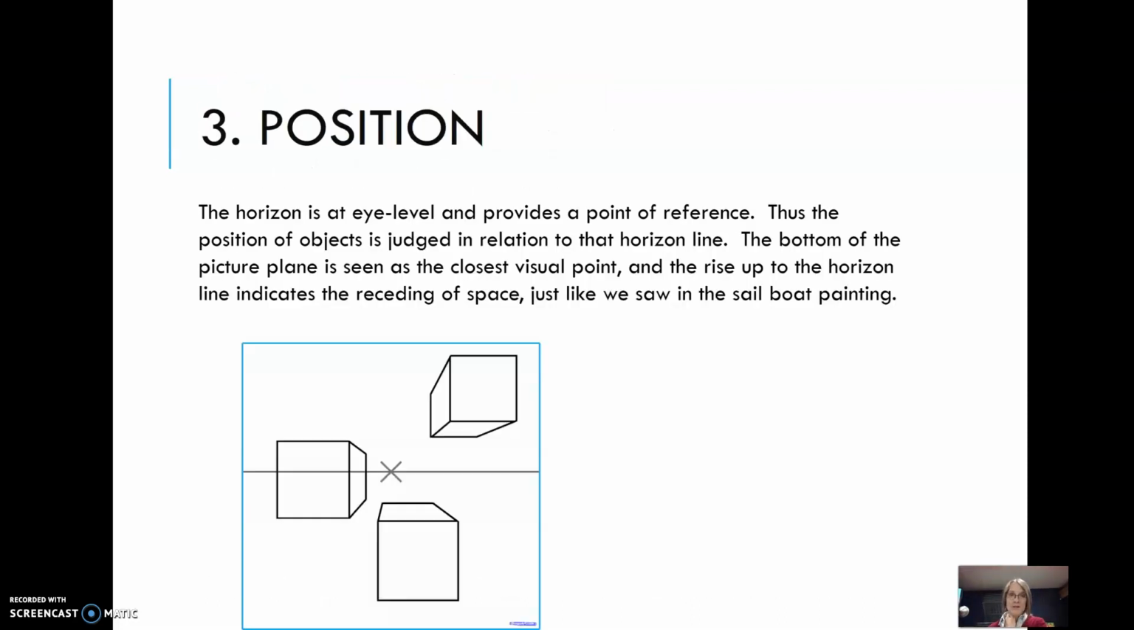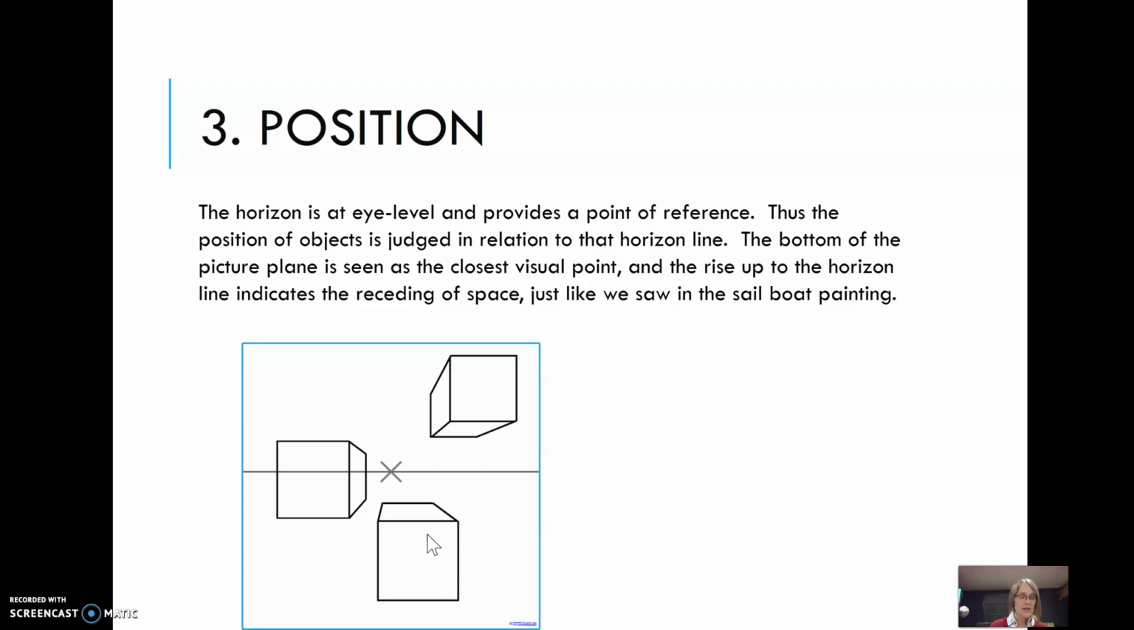Number 3 is position. So you can create the illusion of space by putting things in different places on the picture plane, okay? And the picture plane, again, is the space that you're working inside of for your artwork. So the horizon is at eye level. Here's the horizon line, and it provides a point of reference. Thus, the position of objects is judged in relation to that horizon line. So the bottom of the picture plane is seen as the closest visual point, and the rise up to the horizon line indicates the receding of space.